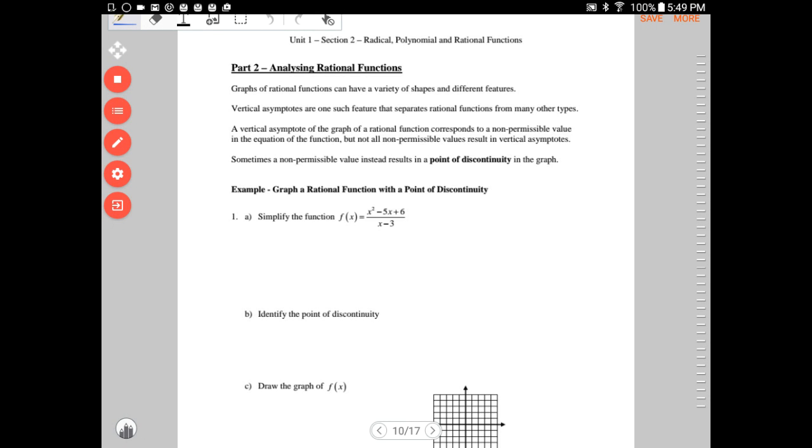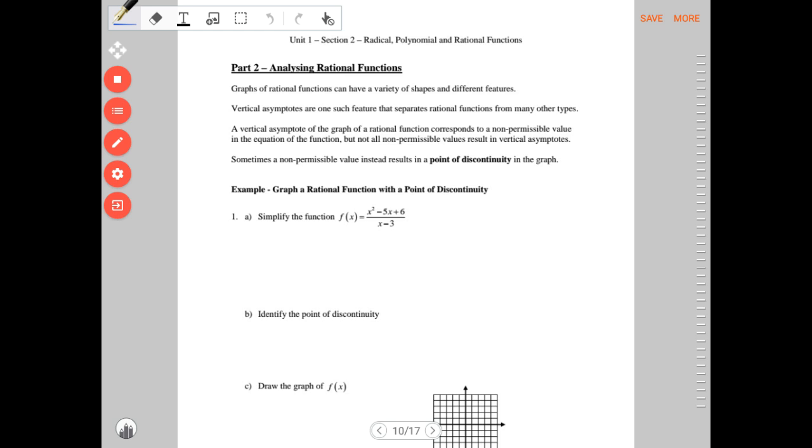Part 2, Analyzing Rational Functions. Graphs of rational functions can have a variety of shapes and different features. Vertical asymptotes are one such feature that separates rational functions from many other types.